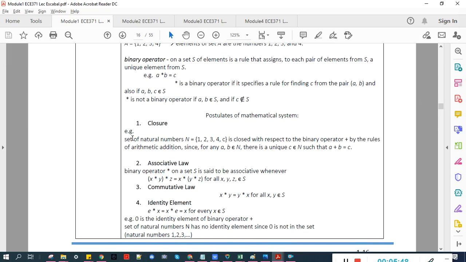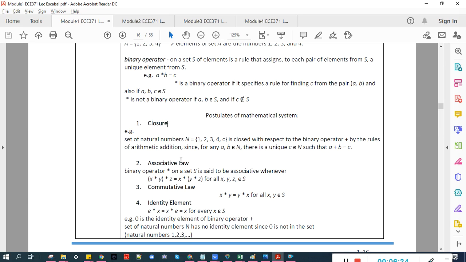Closure, for example: the set of natural numbers N = {1, 2, 3, 4, ...} is closed with respect to the binary operator plus by the rules of arithmetic addition, since for any a, b, an element of N, there is a unique c. So this is just an example. Closure is the postulate that explains that the output must be in the same set as the input. That's the closure property.